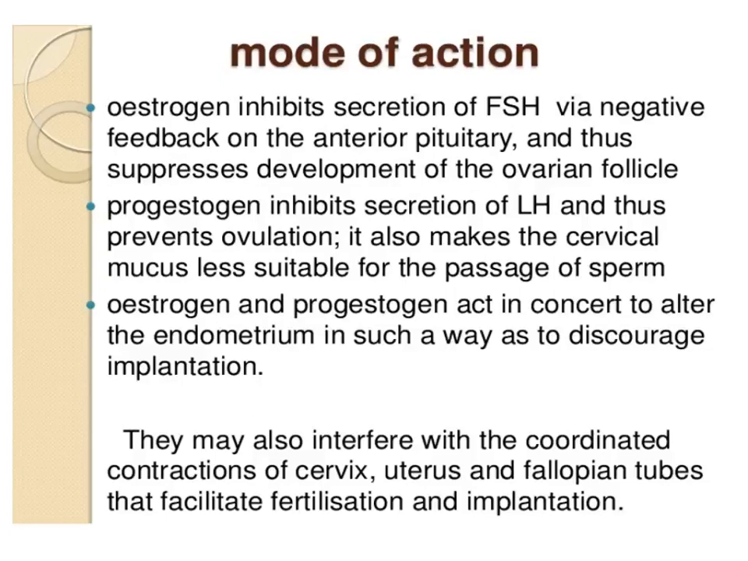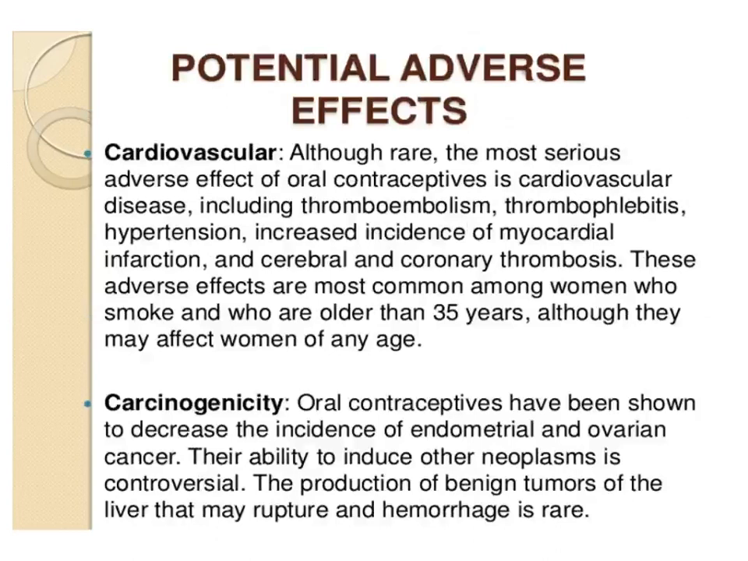Normally, first the estrogen will act and then the progesterone will act so as to make the endometrium prepared for the zygote to implant. This is altered. They may also interfere with the coordinated contraction of the cervix, uterus, and fallopian tubes, which facilitate fertilization and implantation. So the contractions may also be hampered.